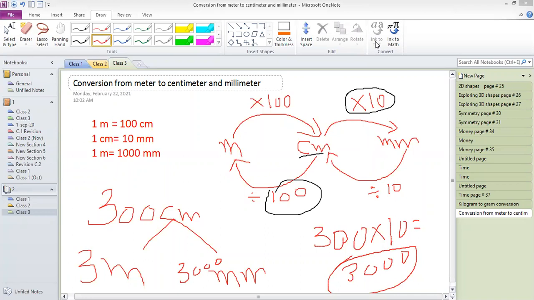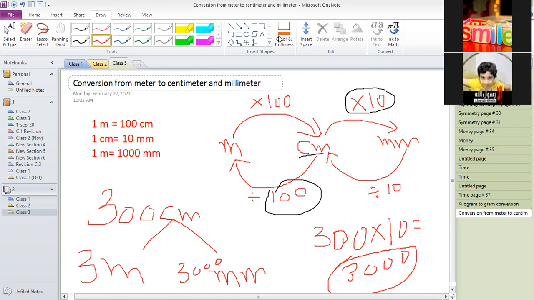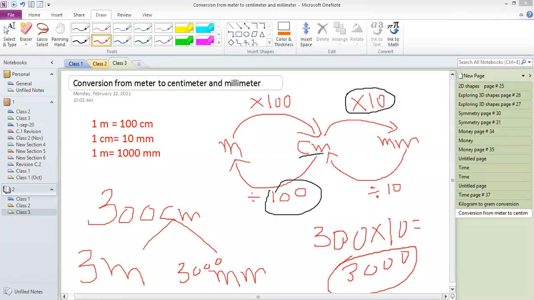That's very good. Just you should know the basic conversion: 1 meter is equal to how many centimeter, and 1 centimeter is equal to how many millimeter. Obviously, to find out the bigger value, you do multiplication, and to find out the smaller value, you do division. Okay.